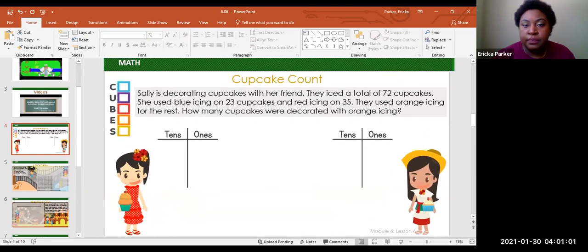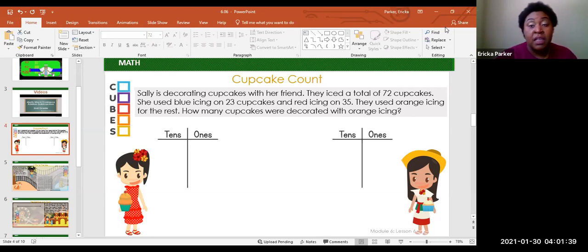All right, so let's go ahead and take a look here. So we're going to do the cupcake count. Sally is decorating cupcakes with her friend. They iced a total of 72 cupcakes. She used blue icing on 23 cupcakes and red icing on 35. They used orange icing on the rest. How many cupcakes were decorated with orange icing?